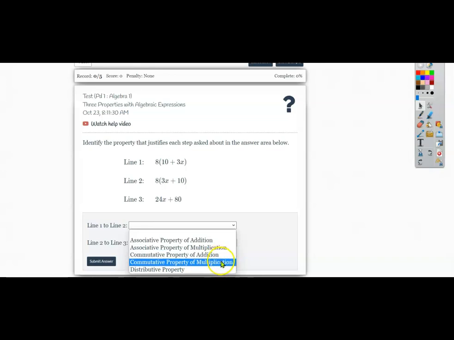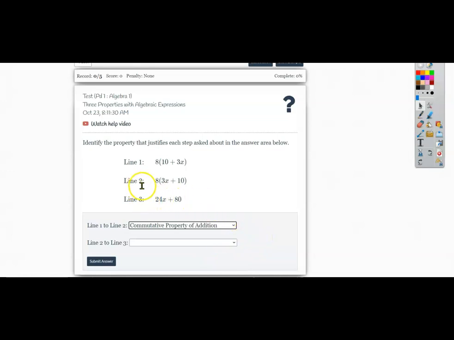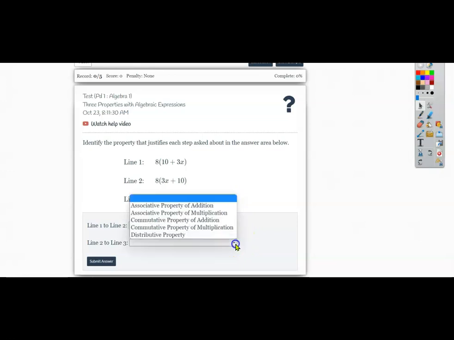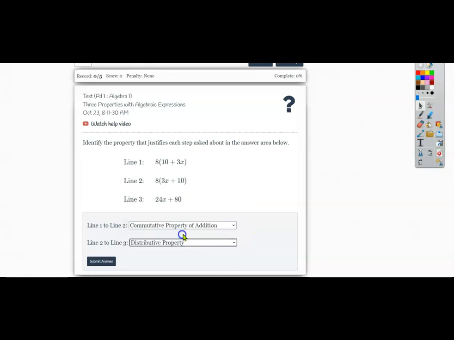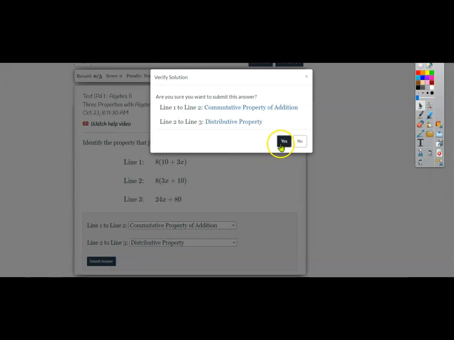You'll notice there's 2 commutative properties listed here, and the property that you need has to match the operation in your sentence. So we have addition, so that's the commutative property of addition. Now, from line 2 to 3, the parentheses have disappeared, and new numbers have appeared here, 24 and 80. And that can only happen by distributing. So that is the distributive property.